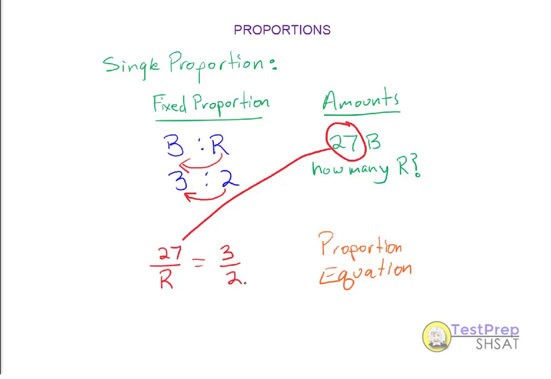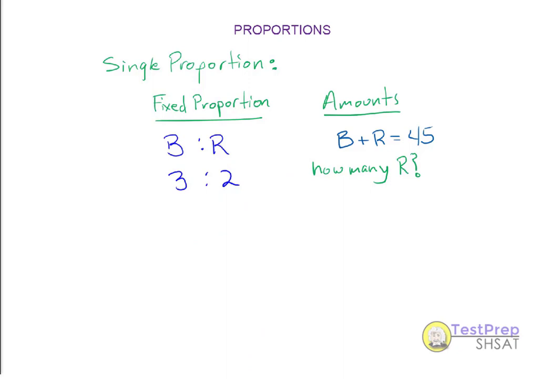I'm going to substitute that amount in for the number of B's over here. Now I have a proportion equation with one variable that I can solve for, R, and it answers the question on the simple case, how many R would there be given the fixed proportion if there are 27 B's? And the answer is R equals 27 divided by 3 is 9 times 2. R is 18.